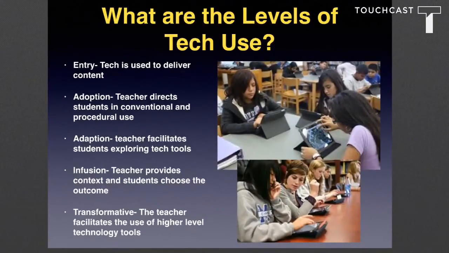And so if you've got those 5, what are the 5 levels of technology use? First is entry, and this is the lowest level. Tech is used to deliver content. Adoption is the next one up, and that's where a teacher directs the students in a conventional use. Think like giving the students an iPad and letting them research. Third is adaption, and adaption is where students start exploring the tech tools, so they start using a lot of different things. The fourth level is infusion, and it's where the teacher provides context and students get to choose the outcome. So not only are you exploring and creating, you're also getting choice. And the last one is transformative, where it provides the higher use of tech tools and higher order thinking skills.